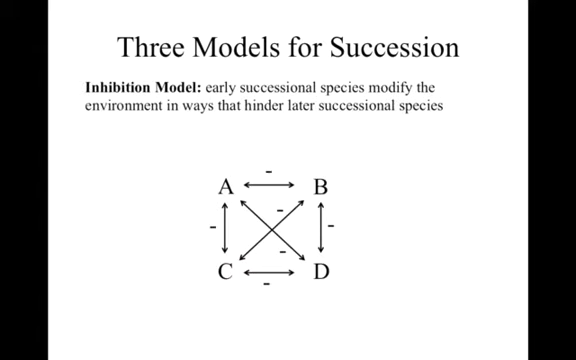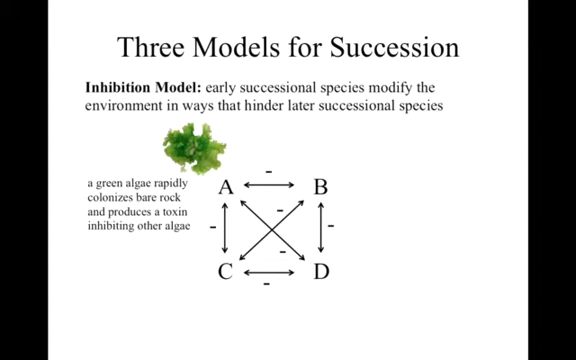The final model for succession is the inhibition model. And in this model, the early successional species do modify the environment, but not in good ways for the next species. They actually modify the environment in ways that hinder the later successional species. And so in this case, everybody's busy hindering everybody else. So here's an example of the inhibition model.